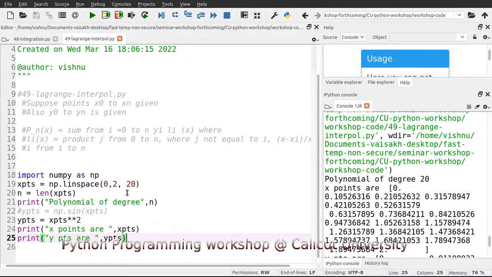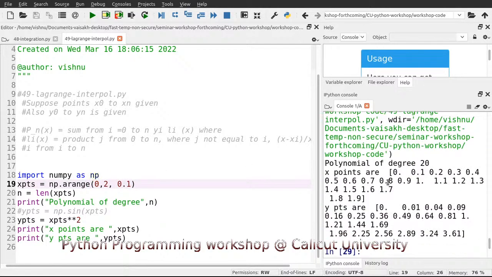Polynomial of degree n. X points are 0, 1.0, etc. Now let me just take a range instead with a distance of 0.1: 0, 0.1, 0.2, etc. up to 1.9. Y points are 0, 0.01. Okay, that's perfect. That's correct. Now let me copy and paste.